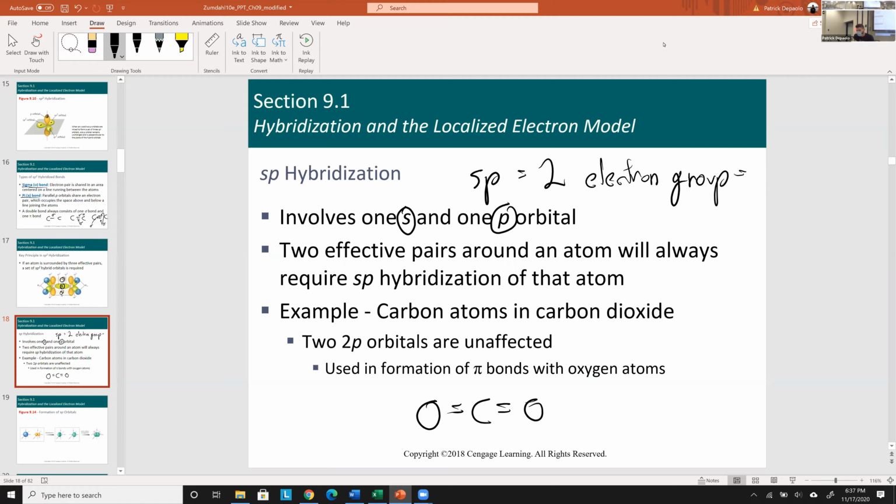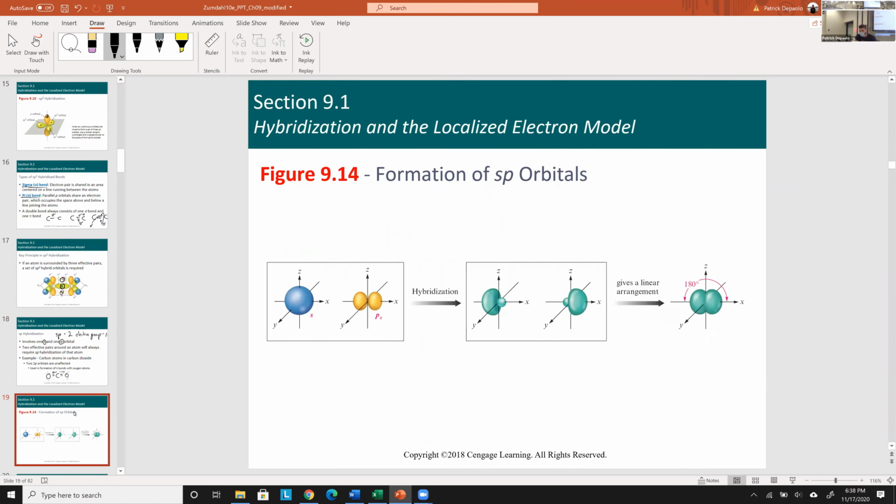Oh, we have an answer. Not planar. Planar is for trigonal planar, right? That's when you have 3. Good, Harrison. Linear. So it's linear. Right? Because for CO2, this would be linear, because they're just in opposite directions. Okay. So that's sp. Let's see some pictures of sp. So yeah, it gives a linear arrangement. There we go.